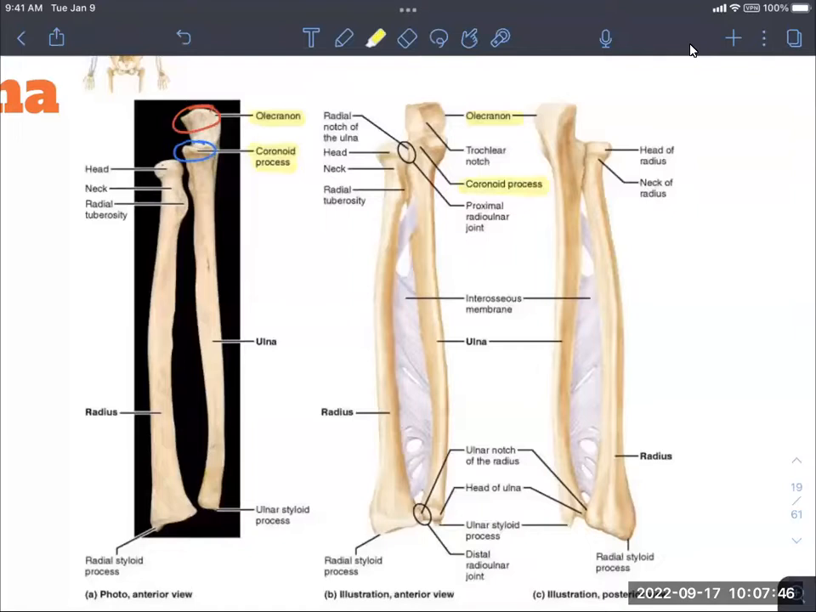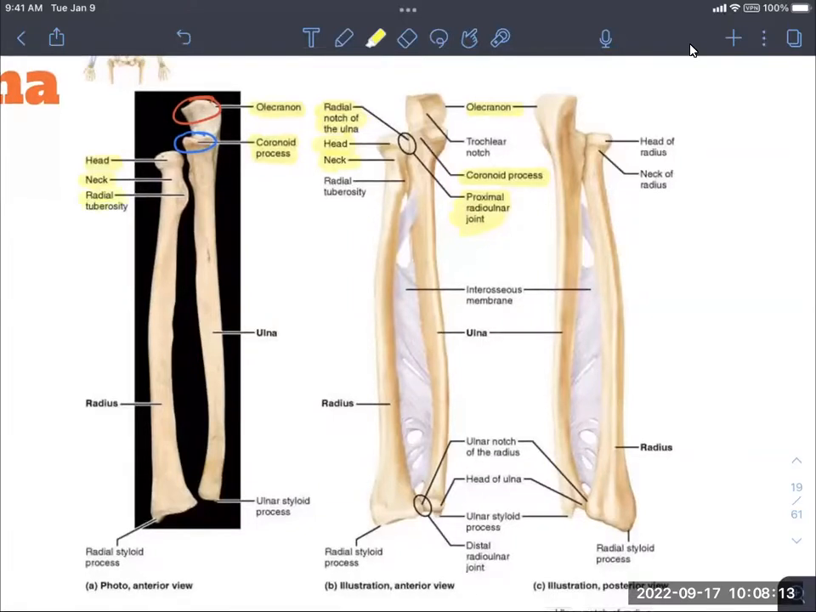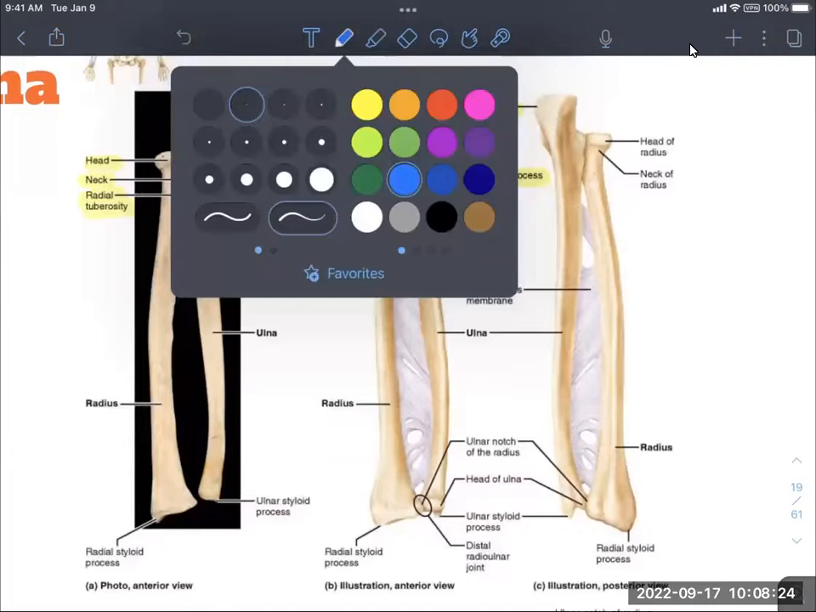We have, as I said, that proximal radial ulnar joint where the head of the radius articulates with the ulna. At the radial notch, the head of that radius is a flat, round piece. The neck, just like any other bone, is just below the head. Then we have that radial tuberosity. It's kind of in here. This is that radial tuberosity. Again, a tuberosity is a nice bump.